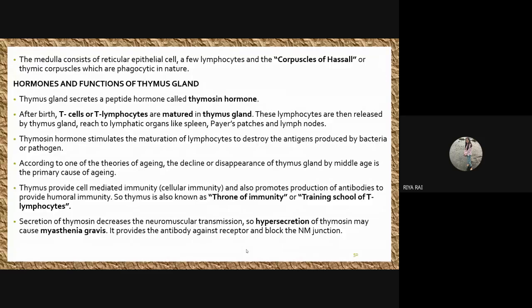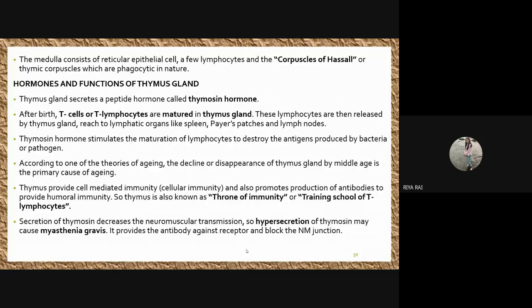According to the theory of aging, the decline or disappearance of the thymus gland in middle age is the primary cause of aging. That is, as the thymus gland keeps on decreasing in size, the immune system becomes weak and aging occurs. The thymus provides cell-mediated immunity.